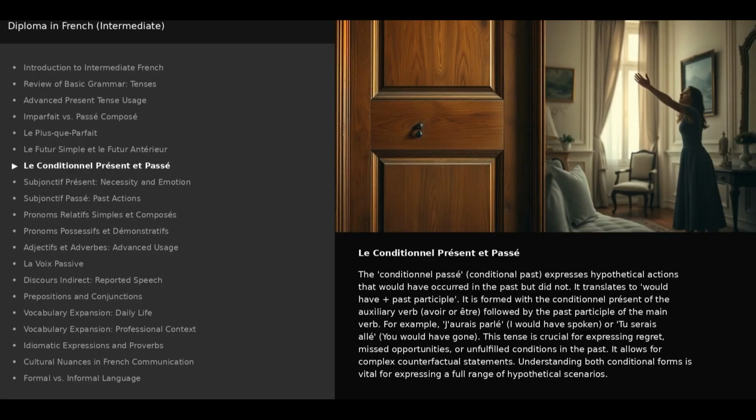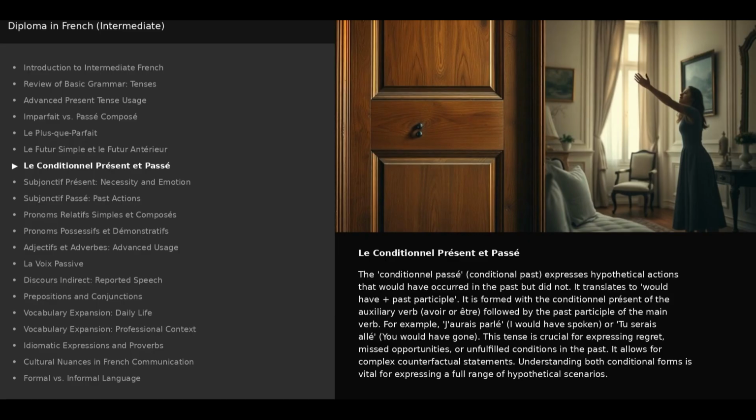The conditionnel passé, conditional past, expresses hypothetical actions that would have occurred in the past but did not. It translates to would have plus past participle. It is formed with the conditionnel présent of the auxiliary verb, avoir or être, followed by the past participle of the main verb. For example, j'aurais parlé, I would have spoken, or tu serais allé, you would have gone.